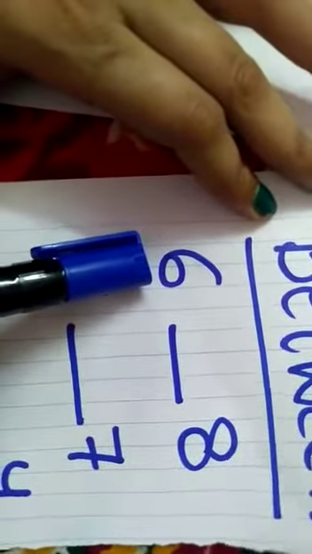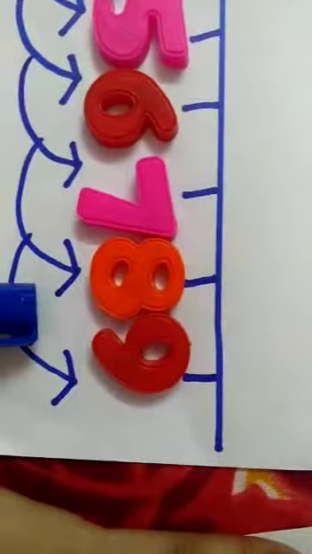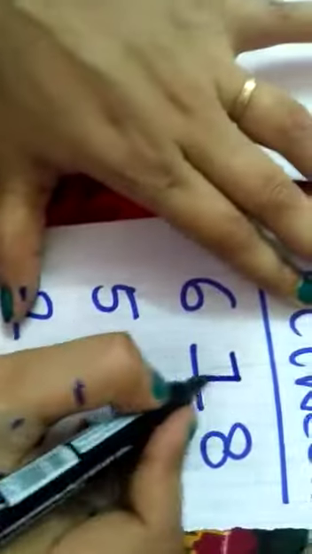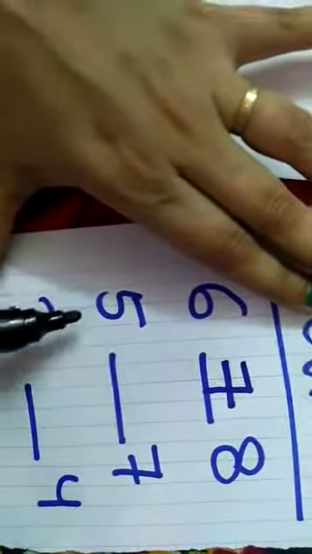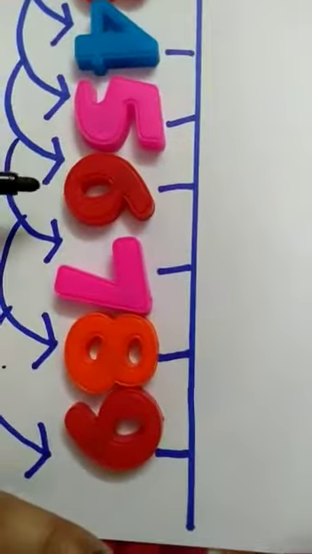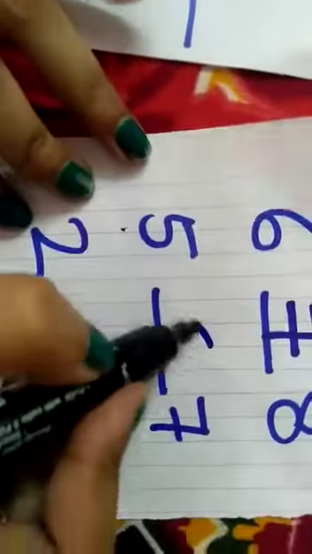What comes between 6 and 8? What is the answer? 7. So what is the answer here? 7. What comes between 5 and 7? 6. What is the answer?